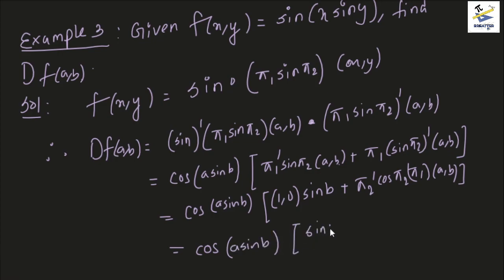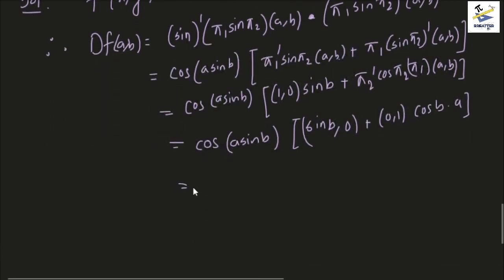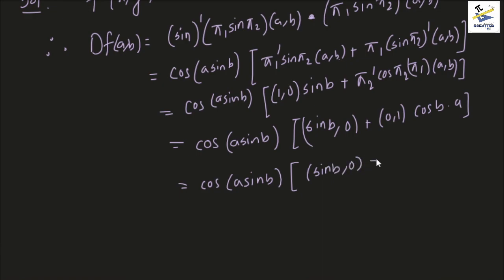We have sine b comma 0, and pi 2 prime here is basically 0 comma 1, and this is cosine of b into a. So all in all, what we have is cosine of a sine b, and we have this as sine b comma 0 plus 0 comma a cos b.